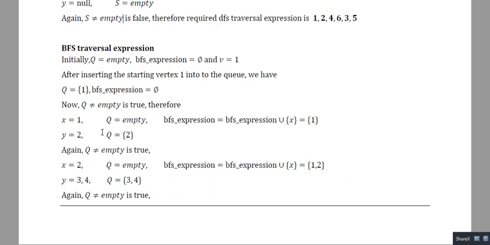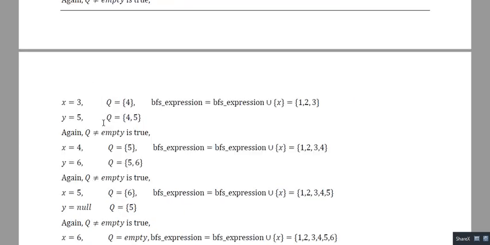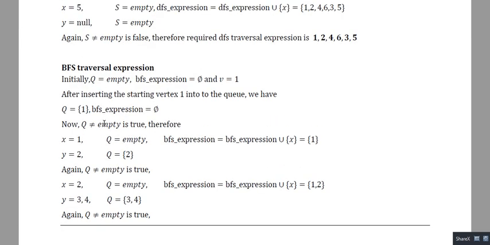Similarly for BFS, you just apply the queue Q. So initially take Q as empty, the BFS expression as empty, and V equal to 1. So insert the starting vertex V1 into Q. So Q will be 1, and BFS will be empty. Now you delete 1 and add it to BFS, and insert the neighbors of 1 which are not visited, or which are not present in the BFS expression. So it is 2. So again you insert it into Q.